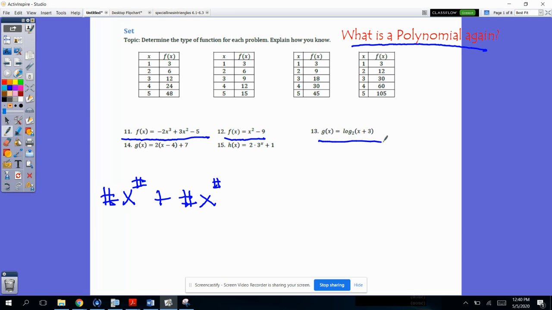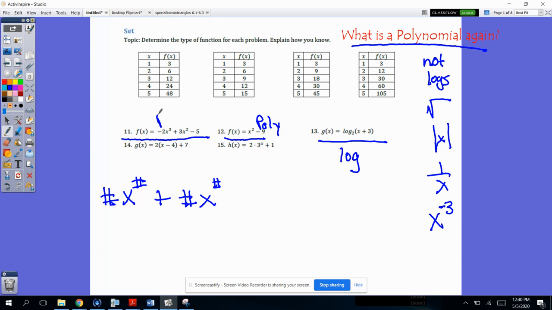Now this is not, because polynomials are not logarithms. They're not logs. They're not square roots. They're not absolute values. What else are they not? They're not 1 over x. You can't have a denominator. You can't have a negative exponent. All these things are not polynomials. So this is a logarithm. This is a polynomial. It's actually a quadratic. This is a cubic polynomial.